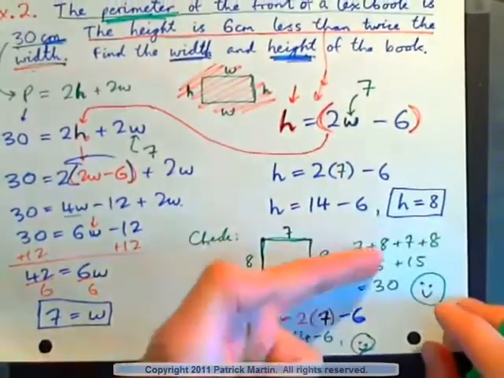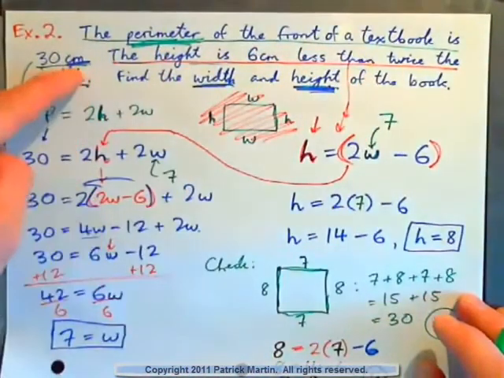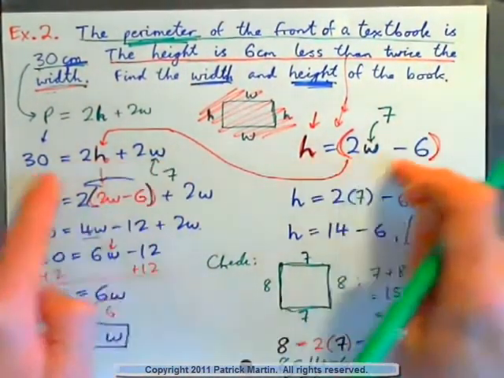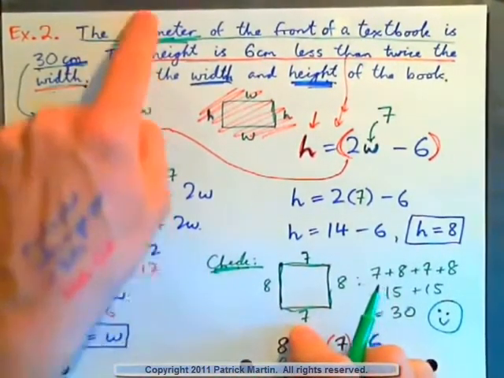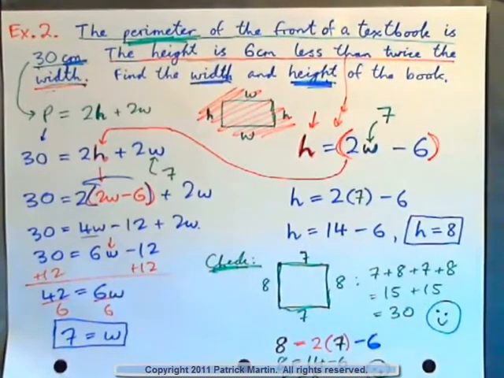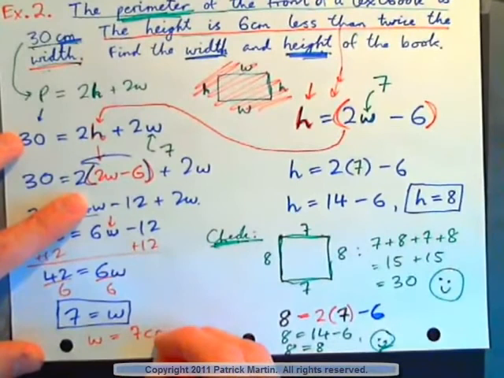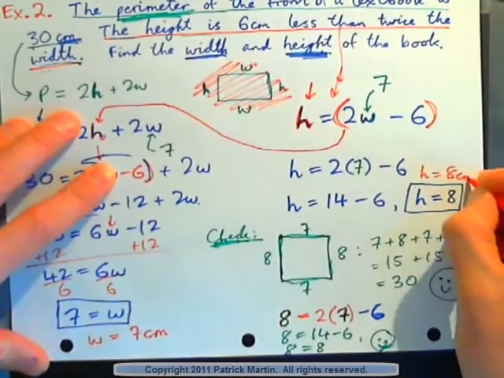So always try to check your answer off of the original wording of the question, not just your original equations, because you may have made a mistake on your equations. So when you're checking your answer, always check it off the original word problem, okay? And of course we should write width equals 7 centimeters and height equals 8 centimeters, obviously.